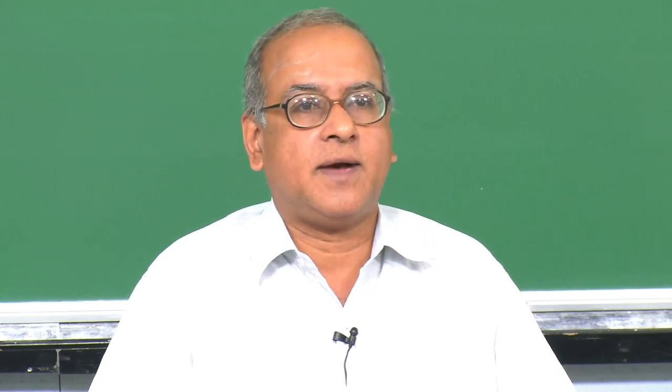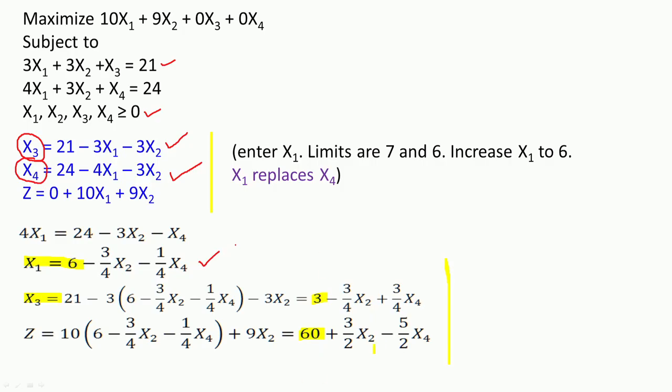Now, again we wish to maximize the objective function. The objective function is now 60 plus 3 by 2 x2 minus 5 by 2 x4. x2 and x4 are non-basic, so both of them are at 0, and therefore, the value of the objective function is 60. Now, z can be increased further if we increase x2, because x2 now has a positive rate of increasing z. The coefficient is positive, so it has a positive rate of increasing z.